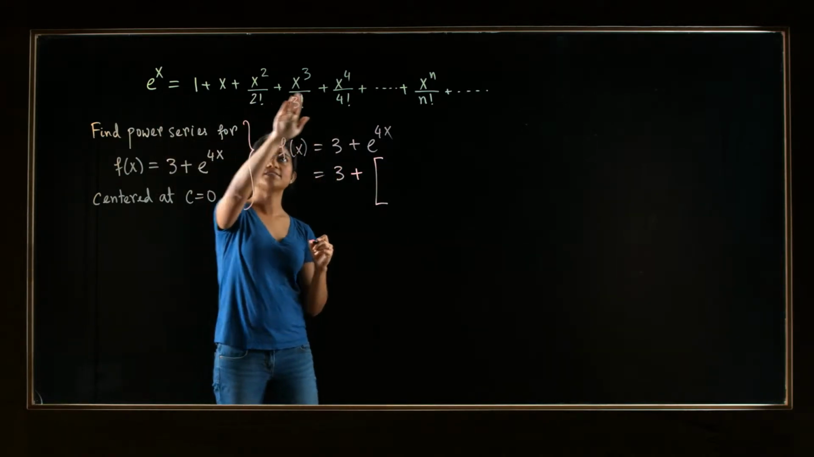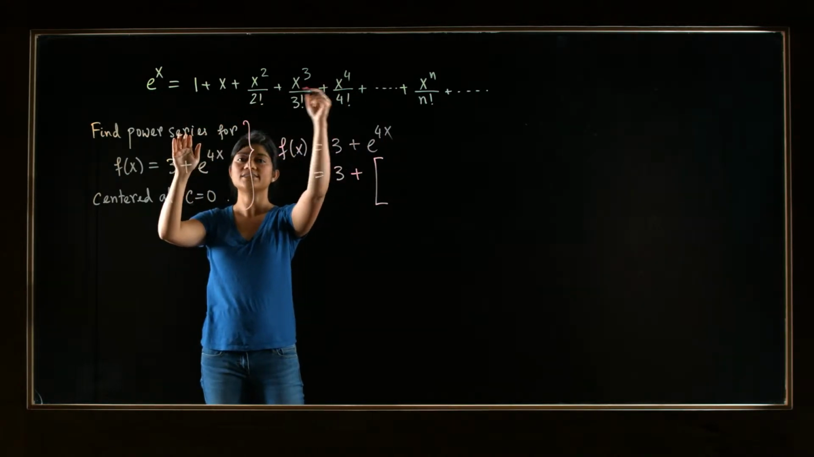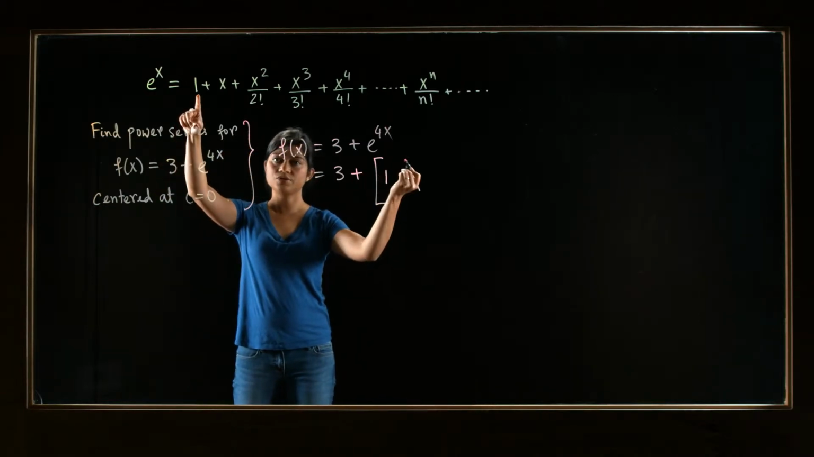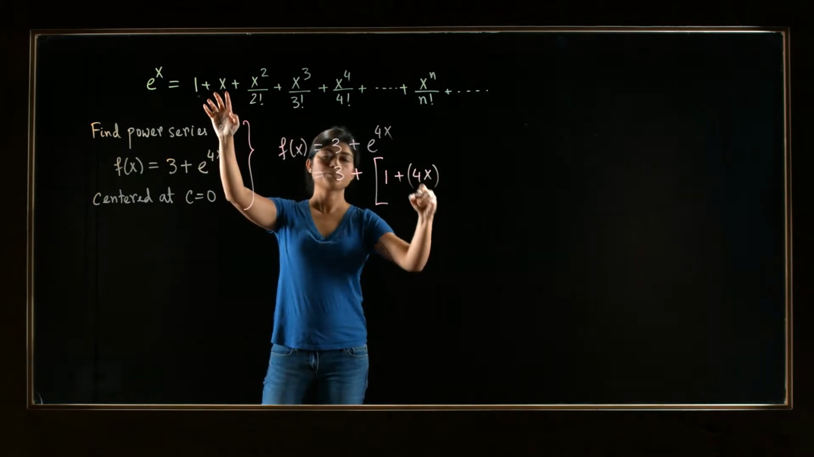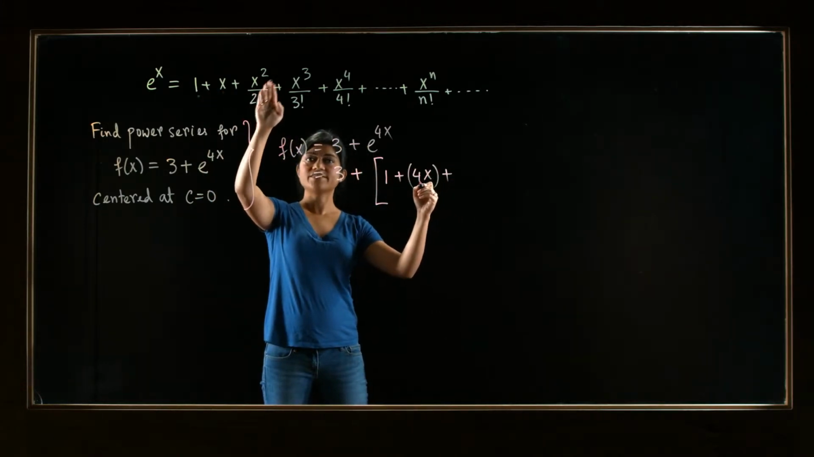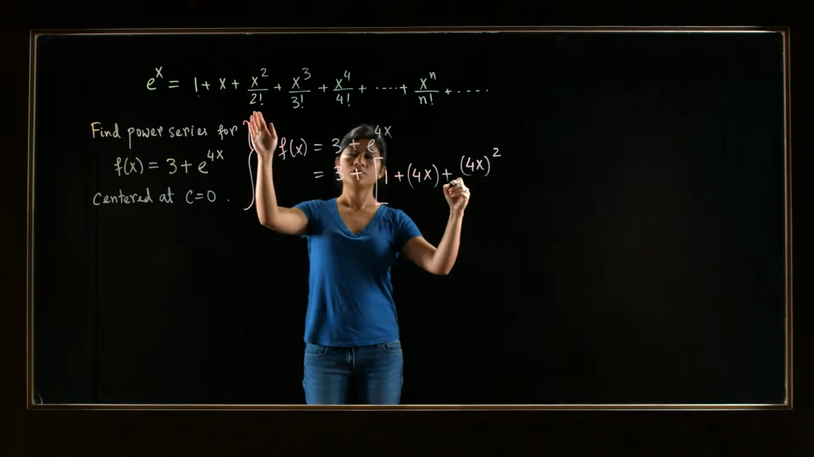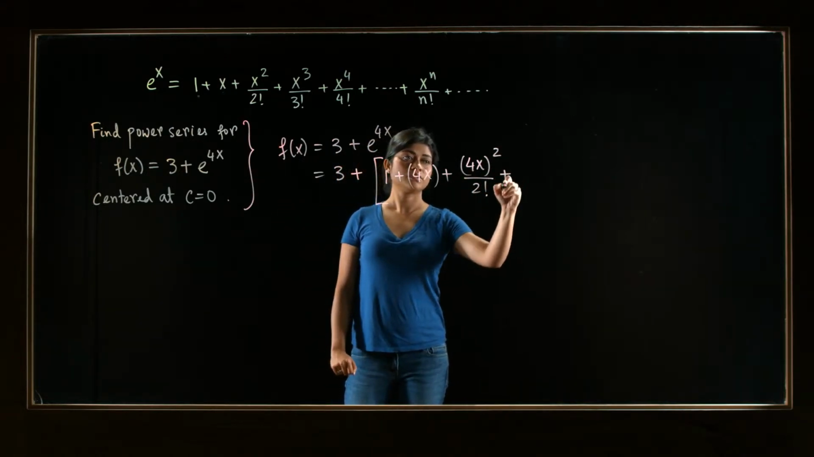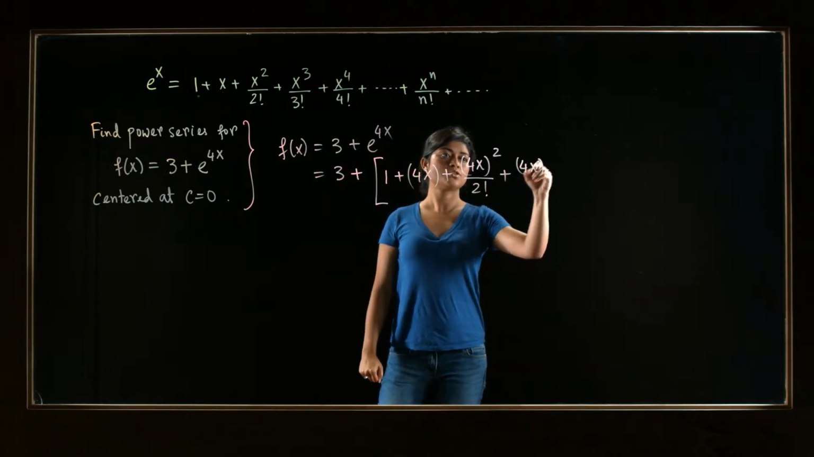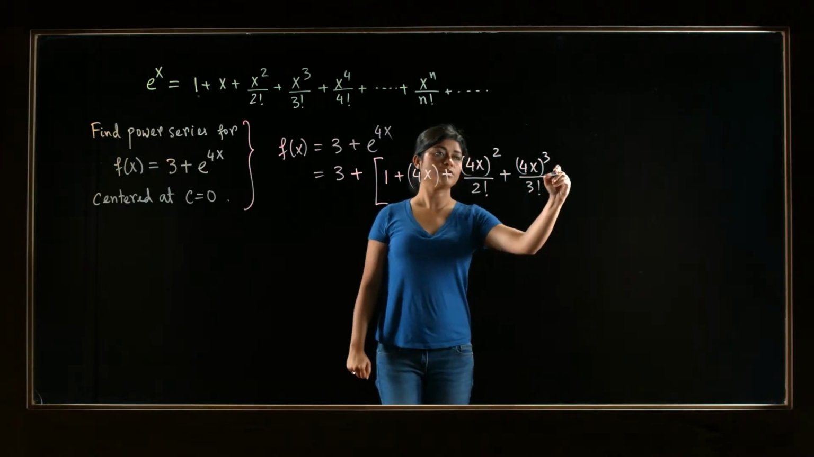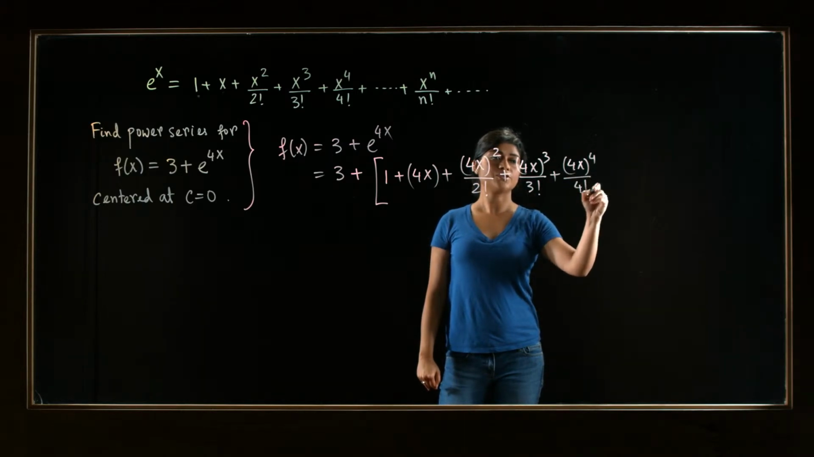Look at our e to the x power series, and wherever there is x on the right hand side, you just write down 4x instead. The first term is 1, there is no x. Second term, we have an x, so you write down 4x instead. Third term, we have x squared, so instead of x, you write (4x) squared divided by 2 factorial. Then you continue. Next term, instead of x cubed, you write (4x) cubed over 3 factorial, and then (4x) to the power 4 over 4 factorial.